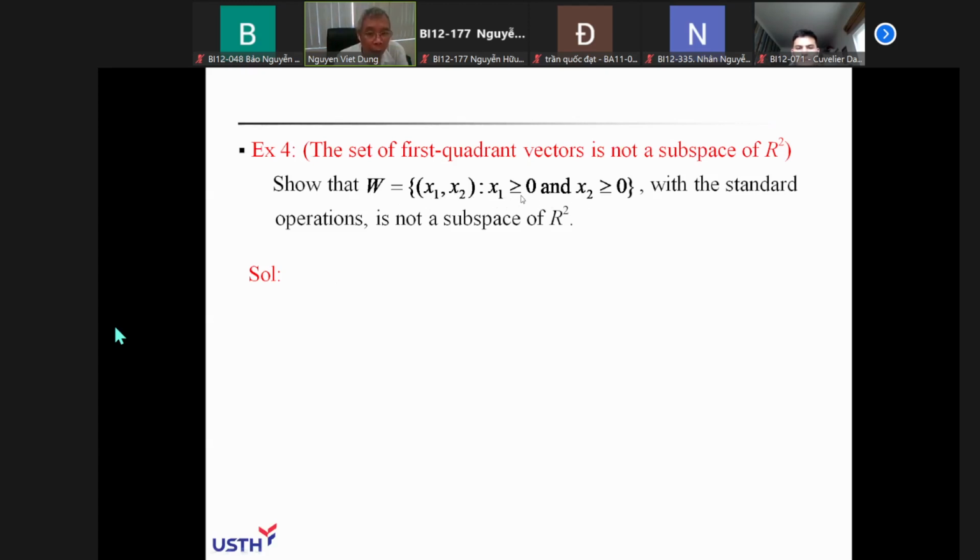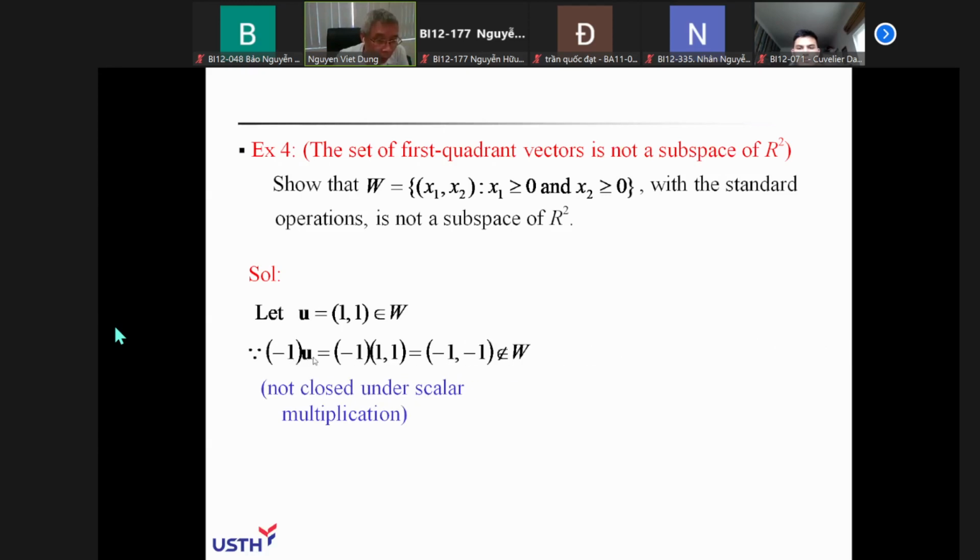x1 is more than or equal to 0, x2 is again more than or equal to 0. Then it is not a subspace of R2. Why is that? You can see, if you take u with the coordinates 1, 1, obviously that belongs to the first quadrant. However, if we take the real number -1 and multiply by u, you will get -1, -1. That no longer belongs to W because the coordinates are now negative, so it no longer belongs to the first quadrant.